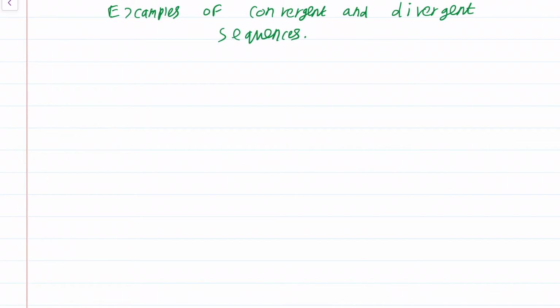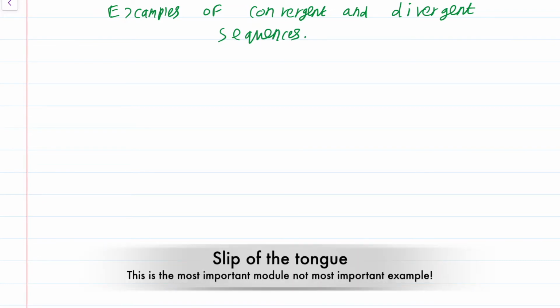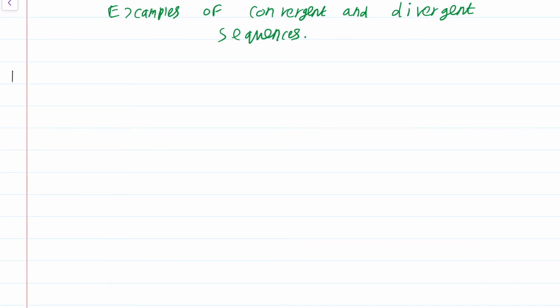In this module, we are going to see several examples. This is in some sense the most important example. As the popular saying goes, an example is worth 1,000 proofs. So let's start with the first example.